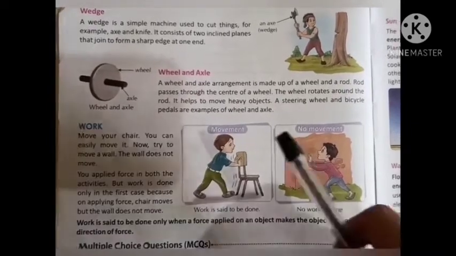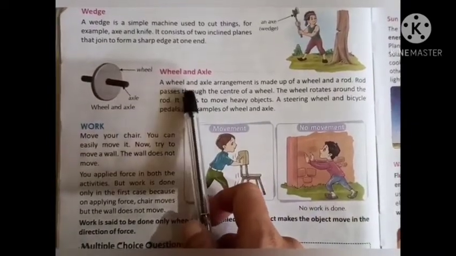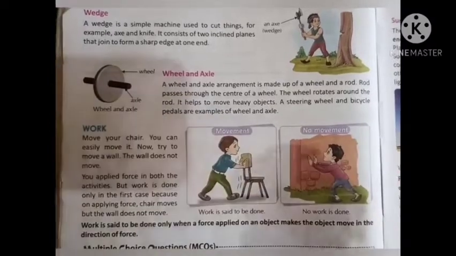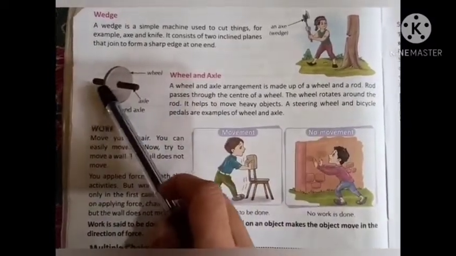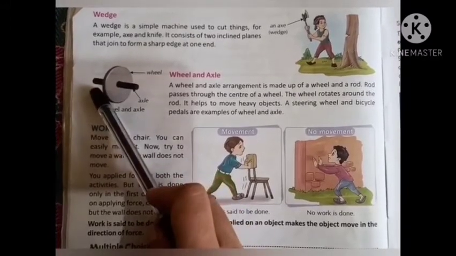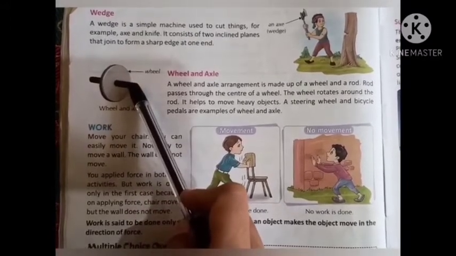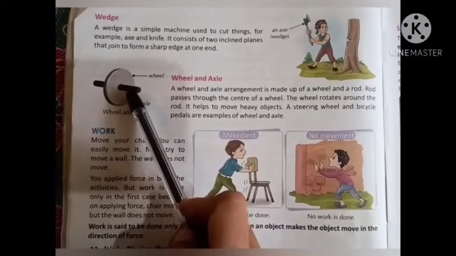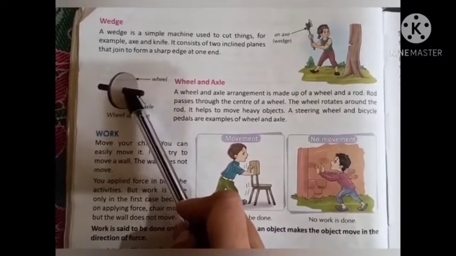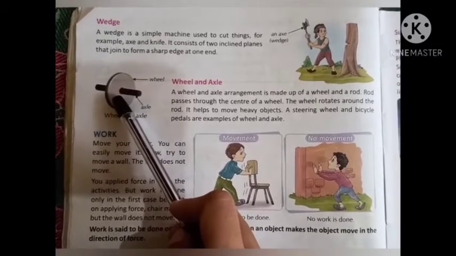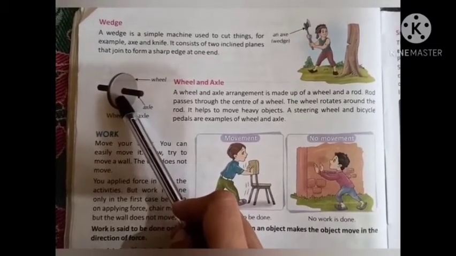The next simple machine is wheel and axle. So the wheel and axle have two parts, that is the wheel and the axle. Here you can see the circular part is called the wheel, and this black rod is called the axle. So the rod passes through exactly the center of the wheel, and the wheel keeps rotating around the rod, and it helps to move heavy objects.